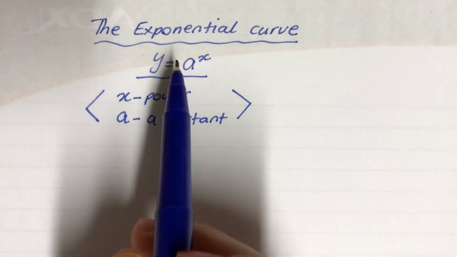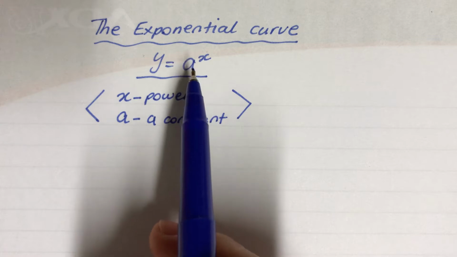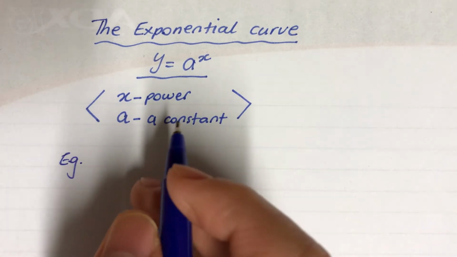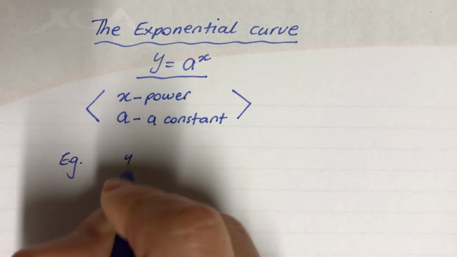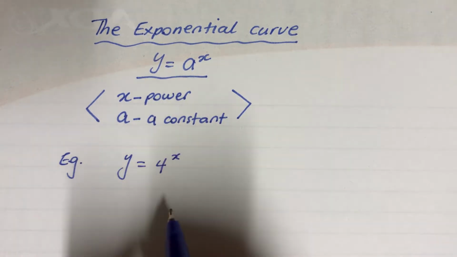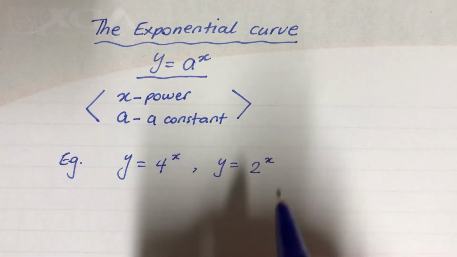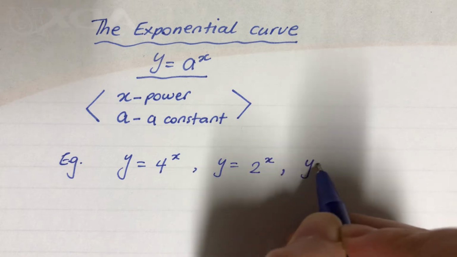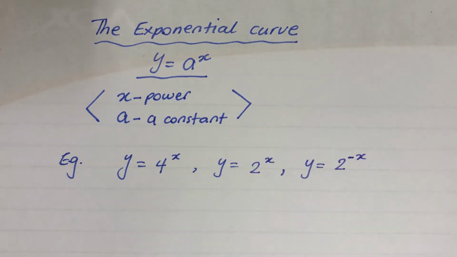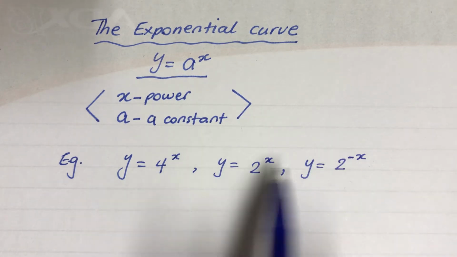Now if we have x as a power and a is constant, for example, an exponential equation will be y equals 4 to the power of x, or could be y equals 2 to the power of x, or could be y equals 2 to the power of negative x. Okay, so we can have a positive x and then negative x.